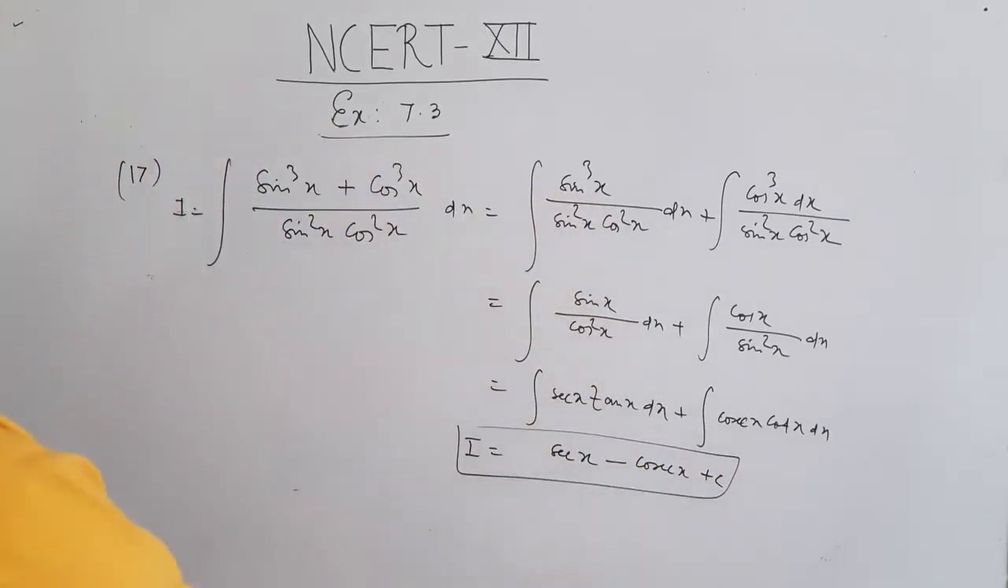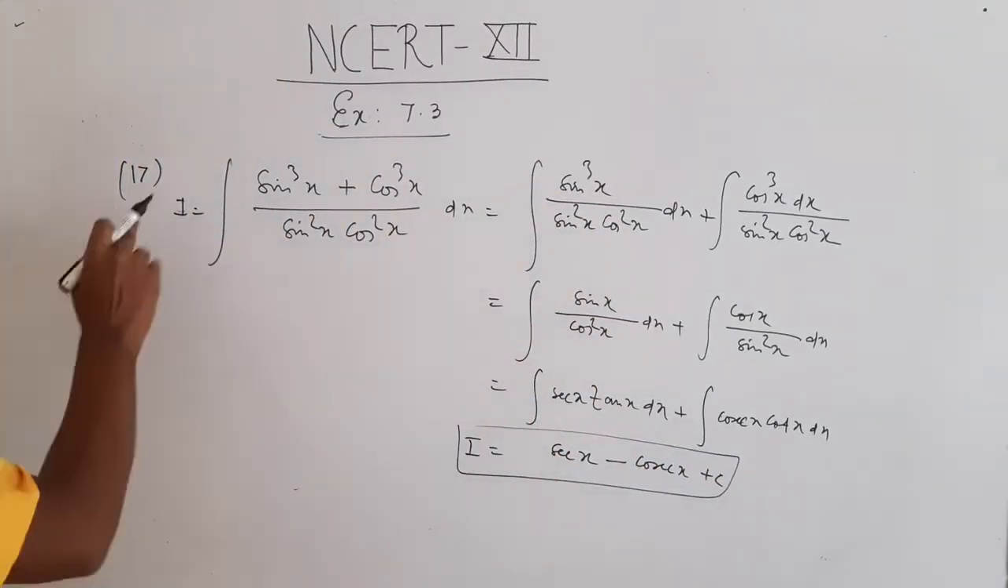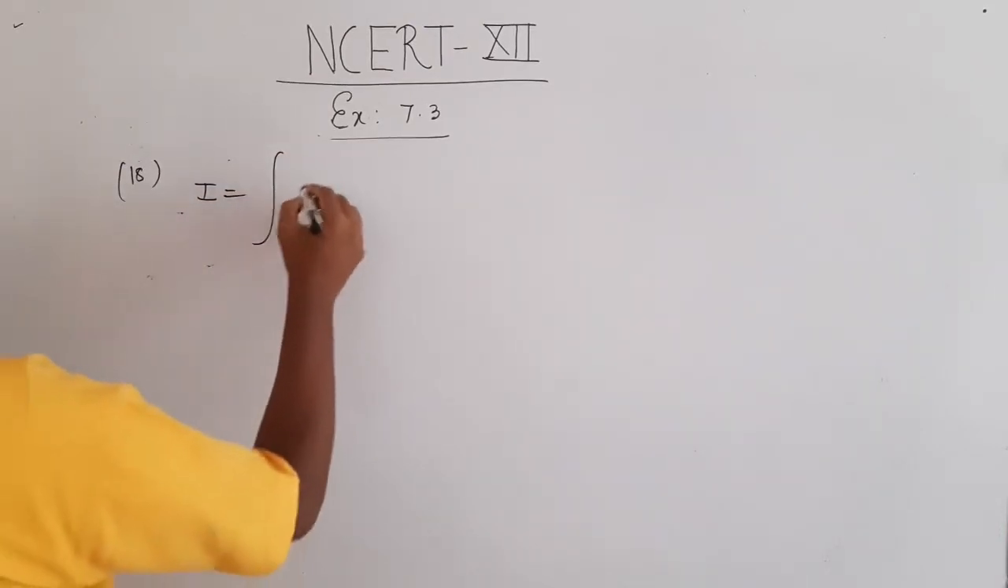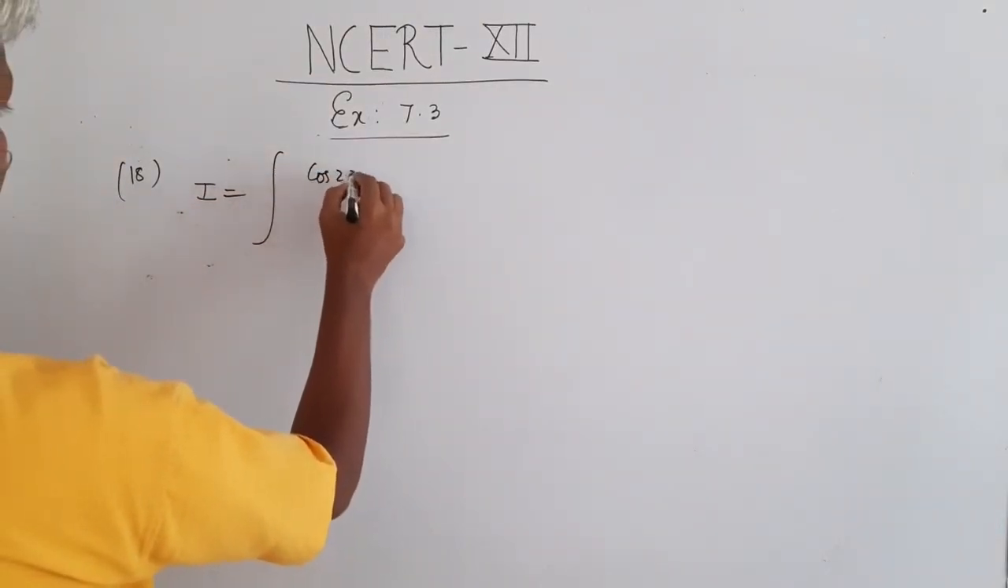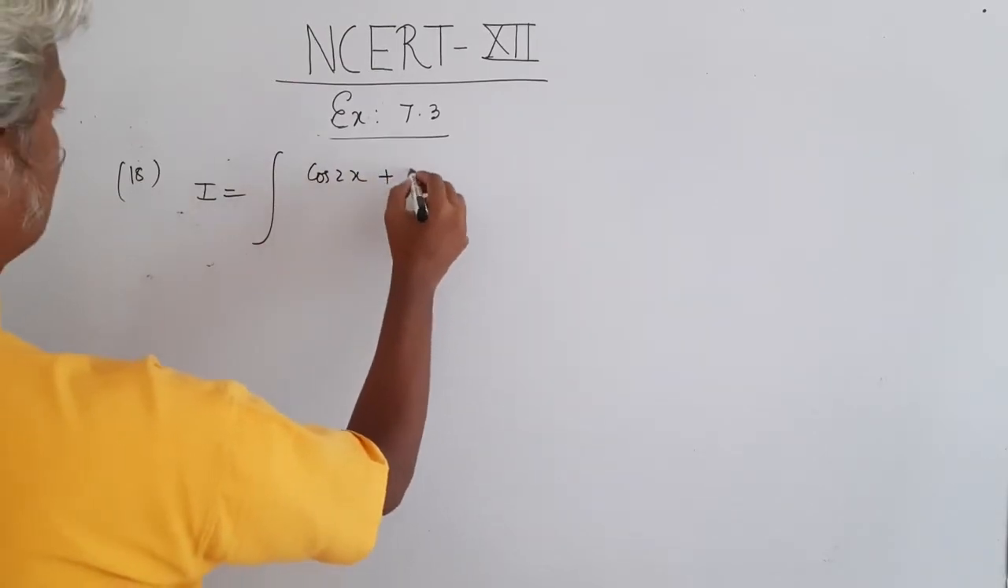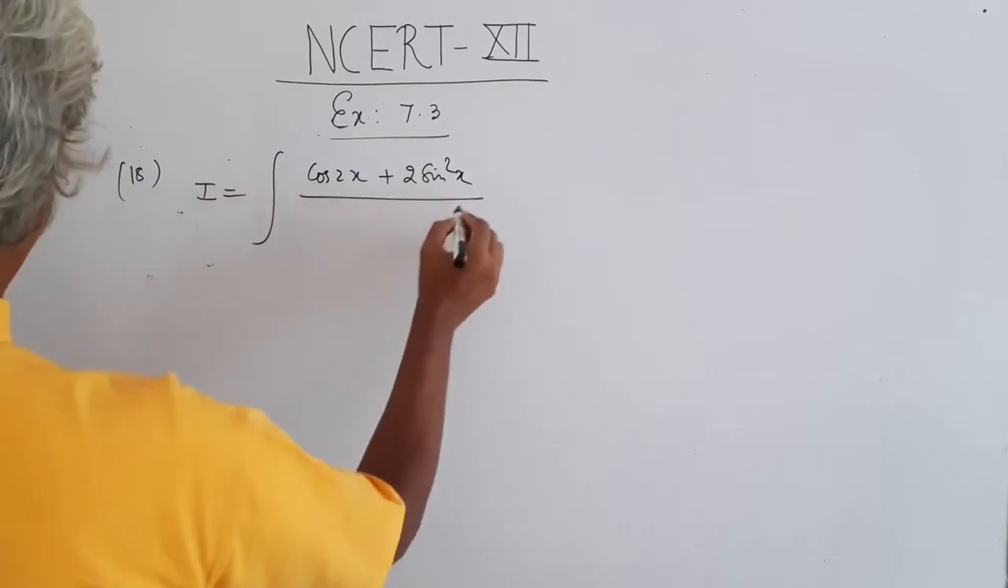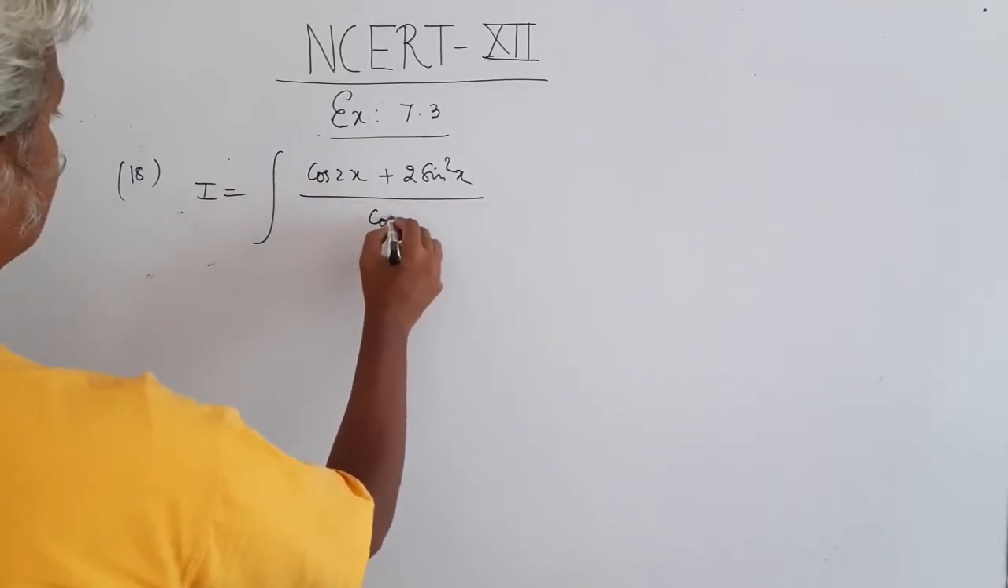So this is done. Now let me go fast to question number 18. So question number 18, we have to find the integral of (cos 2x plus 2 sin square x) over cos square x dx.